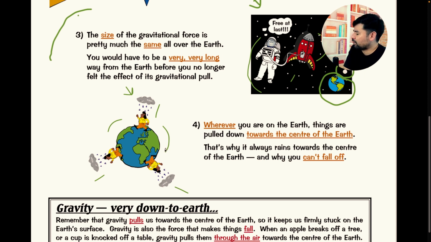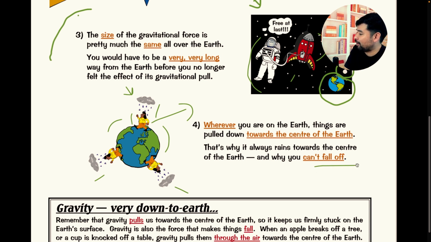So number 4, wherever you are on the Earth, things are pulled down towards the center of the Earth. That is why it always rains towards the center of the Earth, and why you can't fall off. Right? We are walking here on the planet. Why don't we just go up? Why don't we fall off and start floating? Because of the gravity. The gravity has its force that pulls us down, okay? So we will not fall off.